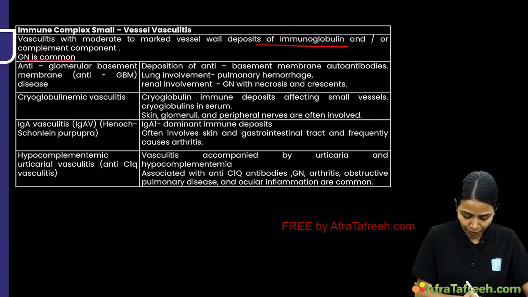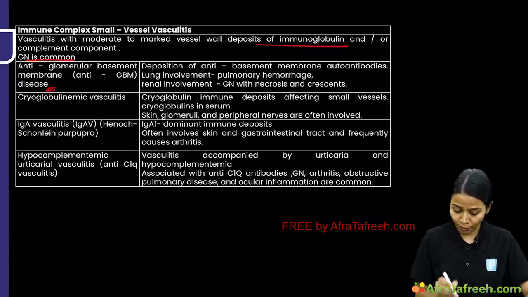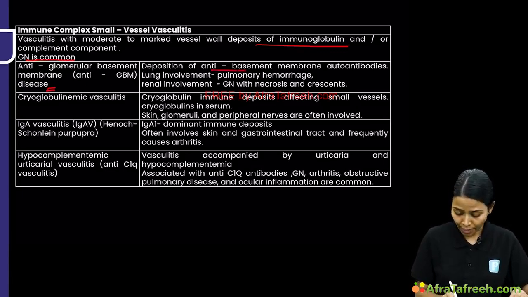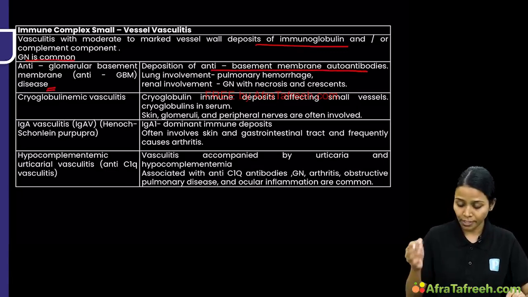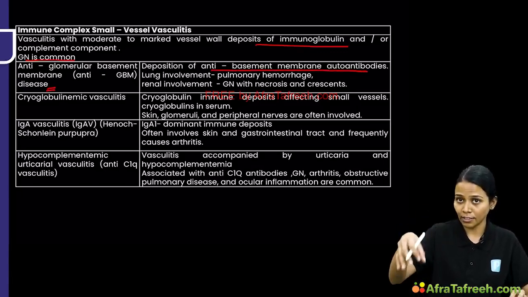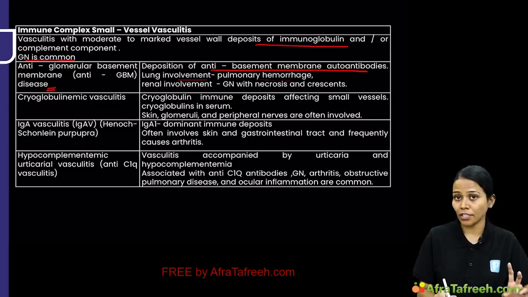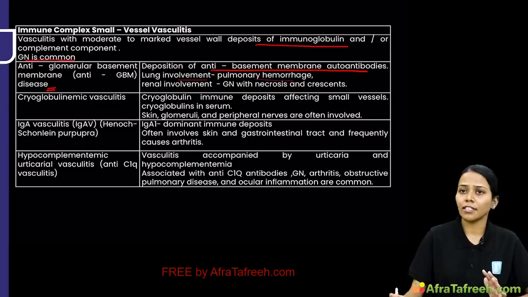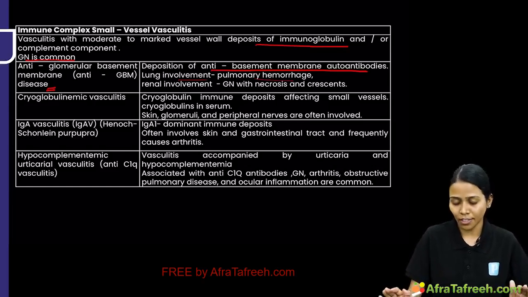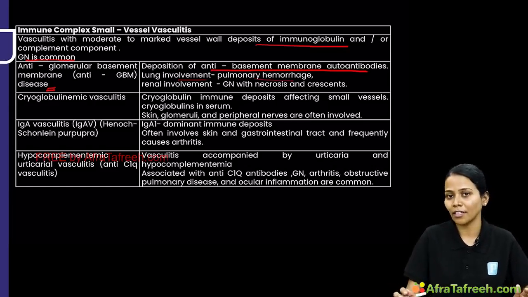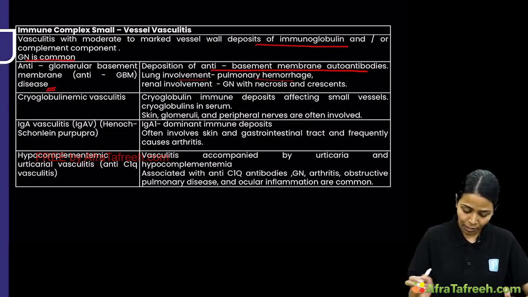In anti-GBM disease, which is the first example, you see anti-basement membrane autoantibodies that are deposited in the GBM. Lung involvement can occur and pulmonary hemorrhage can occur. The details are in the anti-GBM chapter. I'm not getting into that. I know it's already too much for you to take in. Renal involvement is GN with necrosis and crescents.